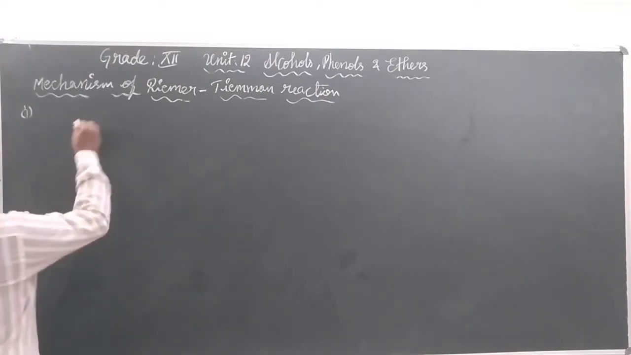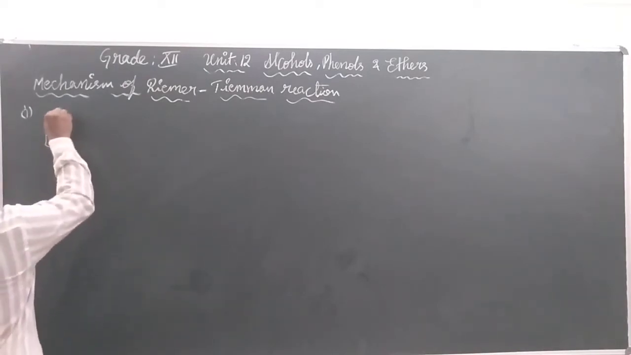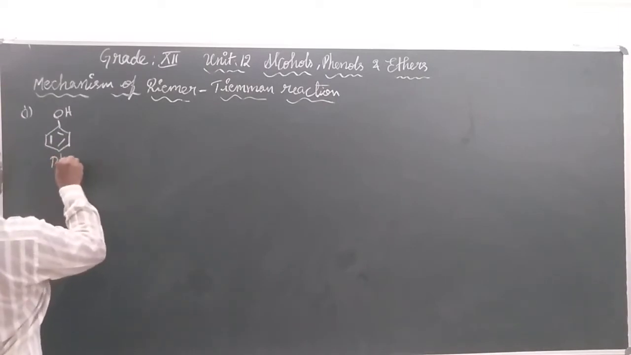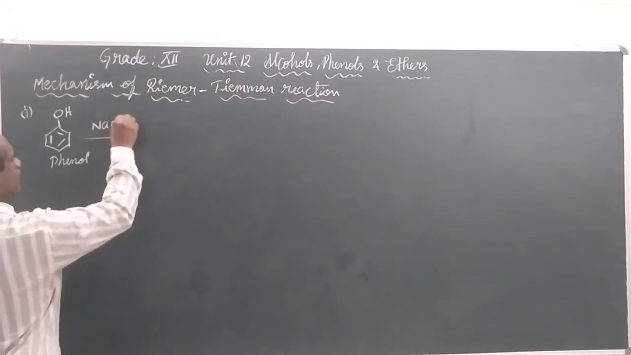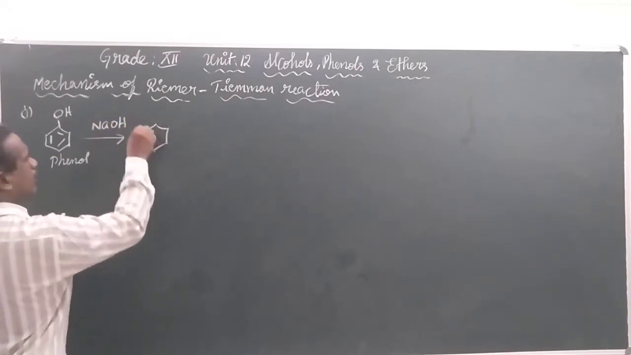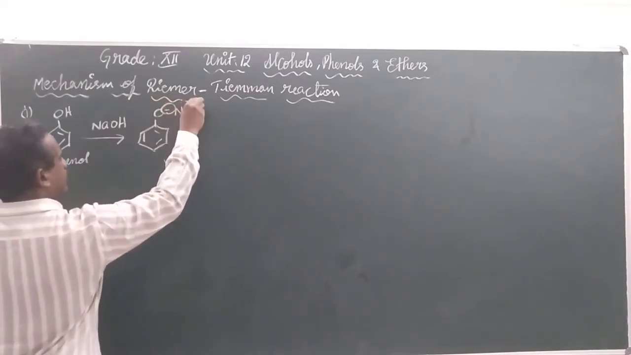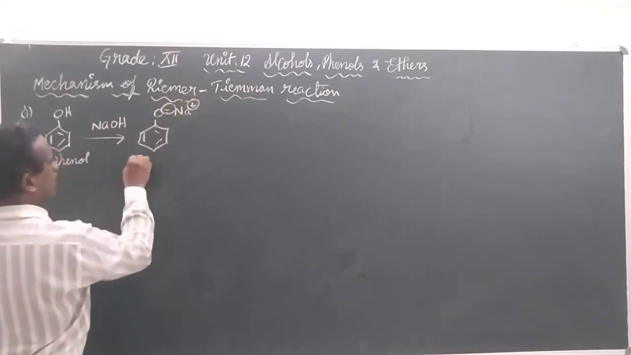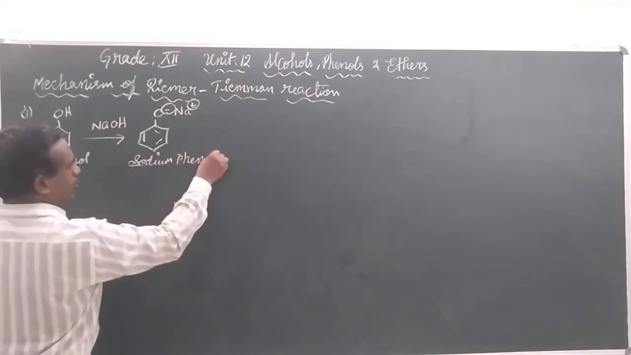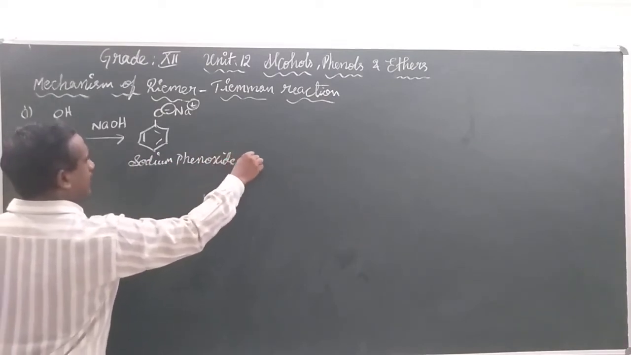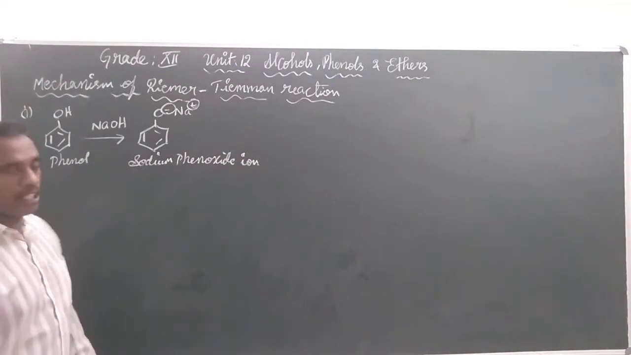Okay. Now, initially in the first step, we are reacting phenol with sodium hydroxide. That is going to form sodium phenoxide ion. We have discussed this one many times. What does this form? Sodium phenoxide ion. Okay, this is the first step that took place.